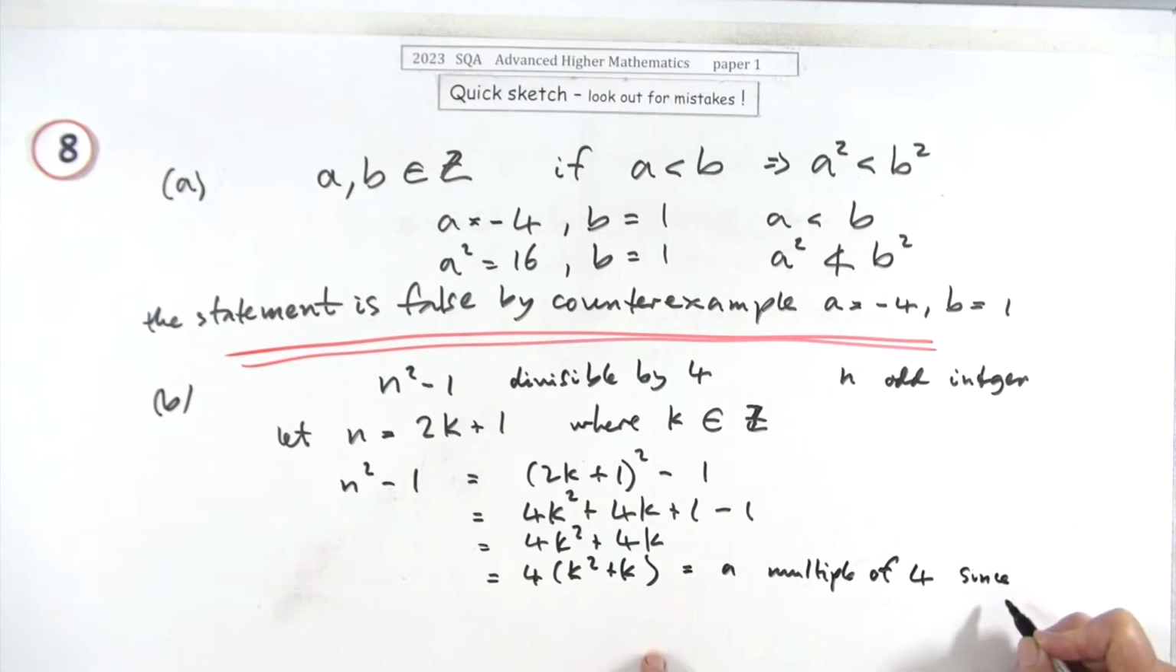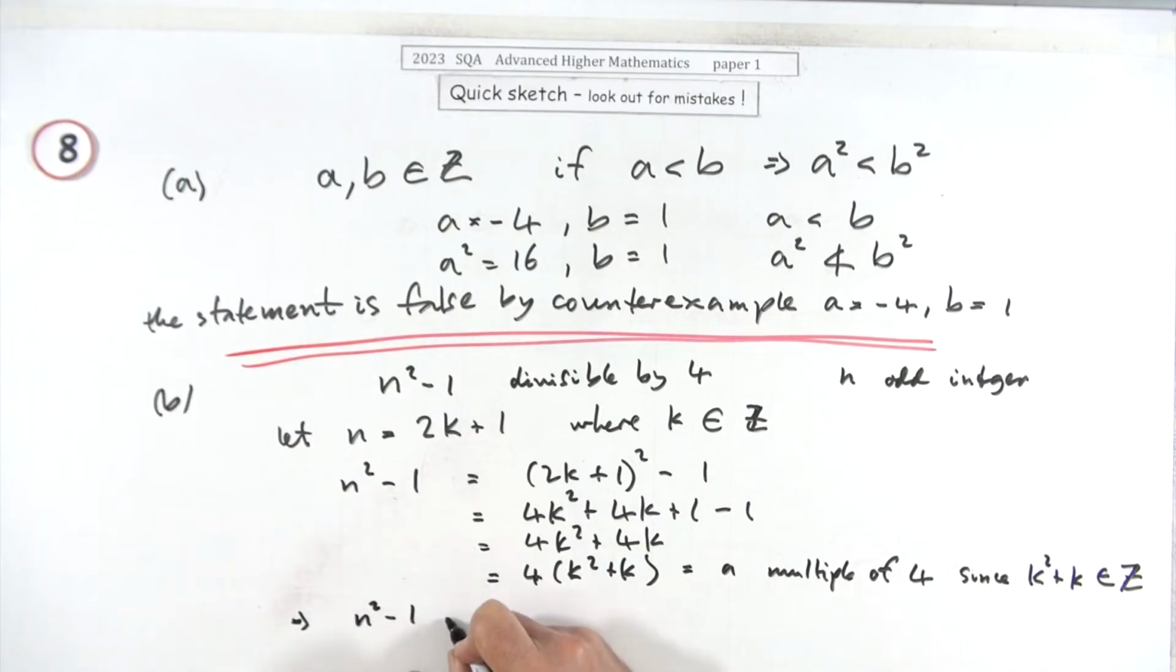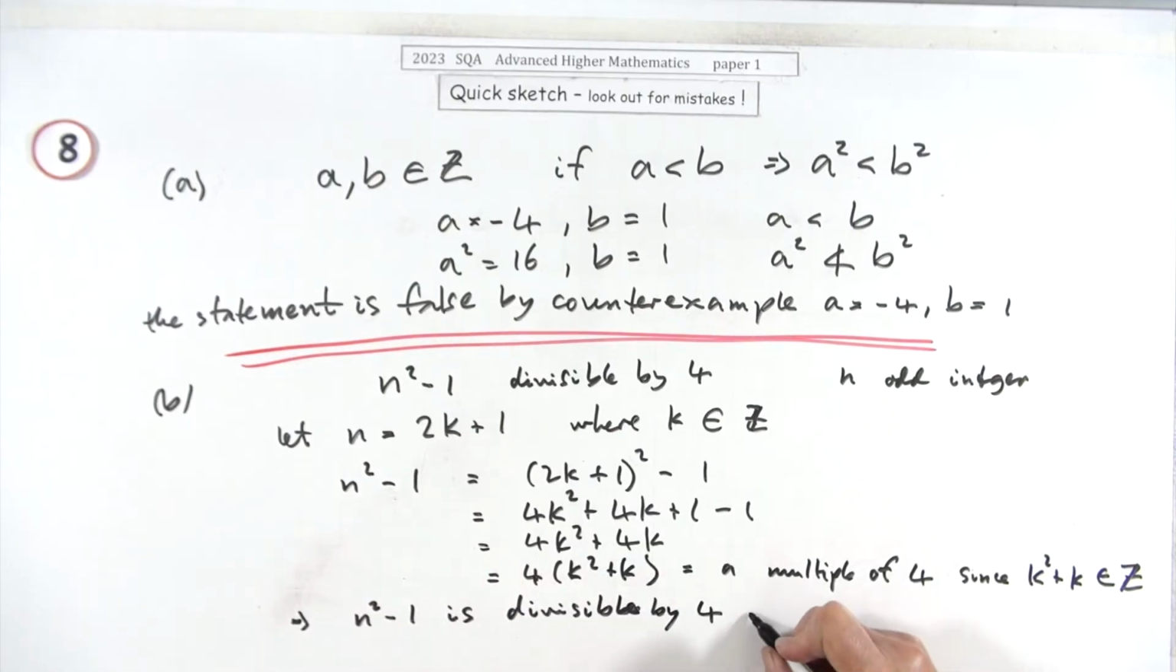Since k squared plus k will also be an integer, which means that, now you can make your statement, n squared minus 1 is divisible by 4. Maybe I should put where n is an odd integer.